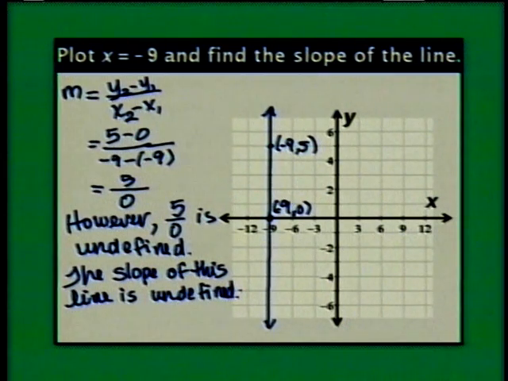In fact, the slope of any vertical line is undefined because vertical lines always have the same independent variable values, the same x values when we're working in an xy coordinate system. So when we take x sub 2 minus x sub 1, we're always going to get 0. Division by 0 is undefined.